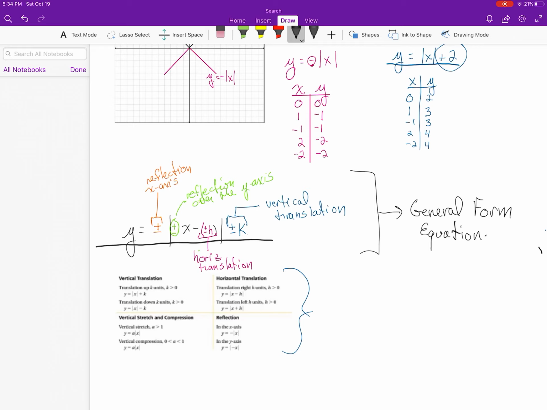All right. And that's really it. So the rules for graphing transformations of absolute value functions are very similar to the rules for graphing transformations of parabolic functions. So there's nothing really new here, except possibly the reflection over the y-axis, which we will talk about in class.